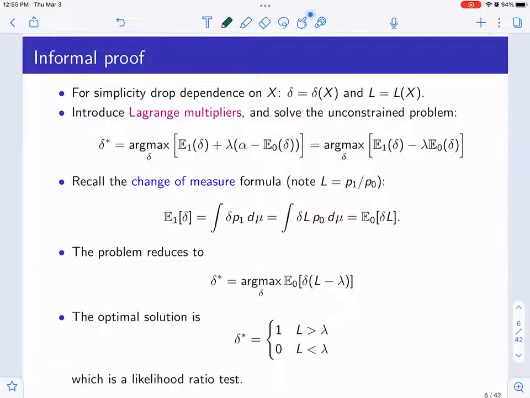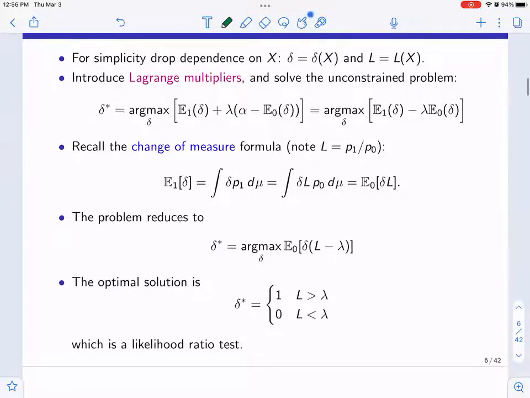So I want to maximize this. The lambda alpha term doesn't matter because it doesn't depend on delta, so we can discard it. So we're looking at the argmax, which simplifies to this expression.